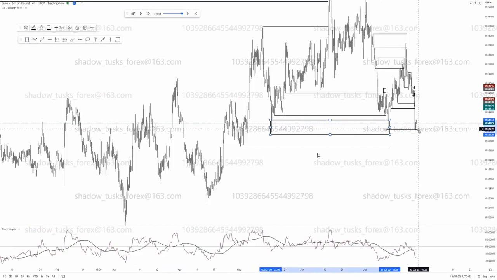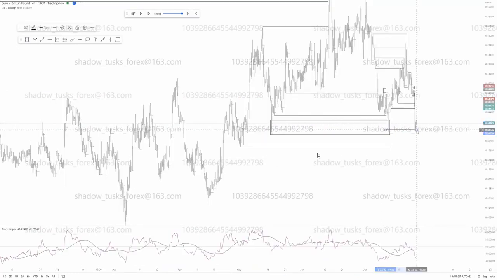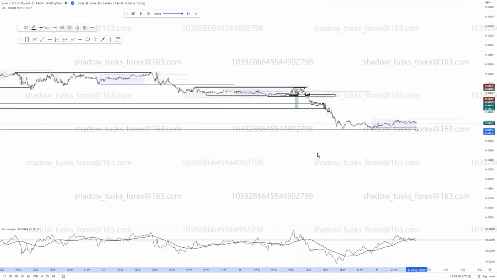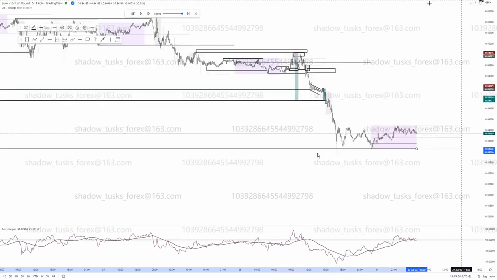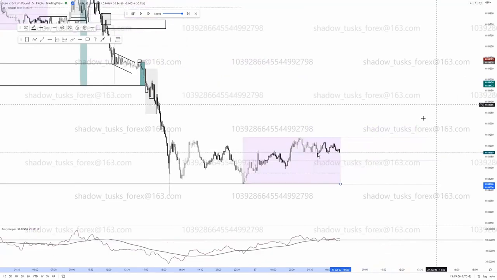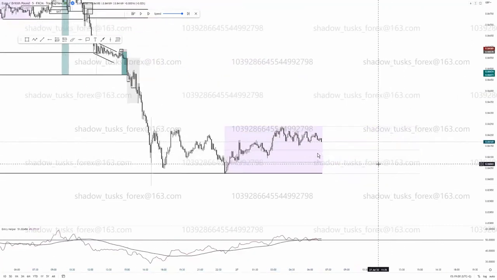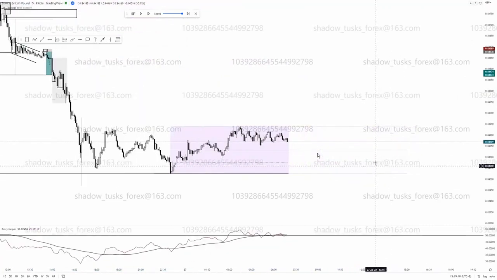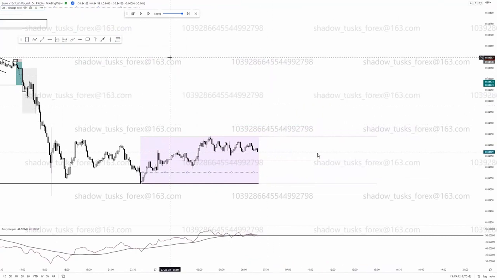Let me just grab this. Sorry about that. Really unsure, what can you do? You can have intraday conservative targets. Nothing wrong with that. Absolutely nothing wrong with that. Okay.